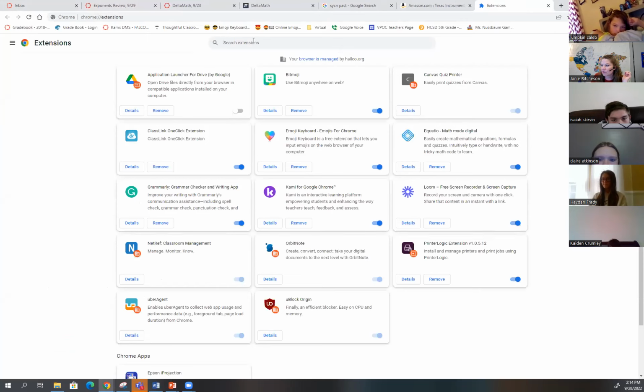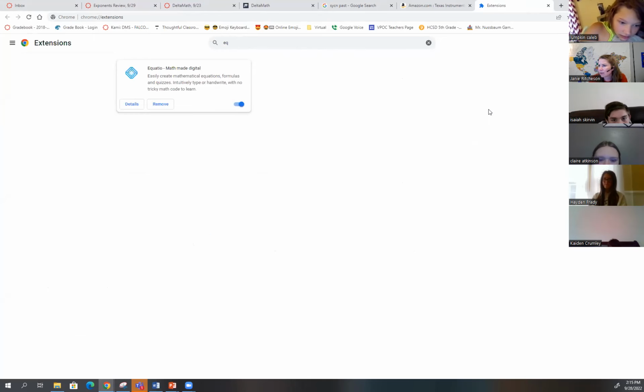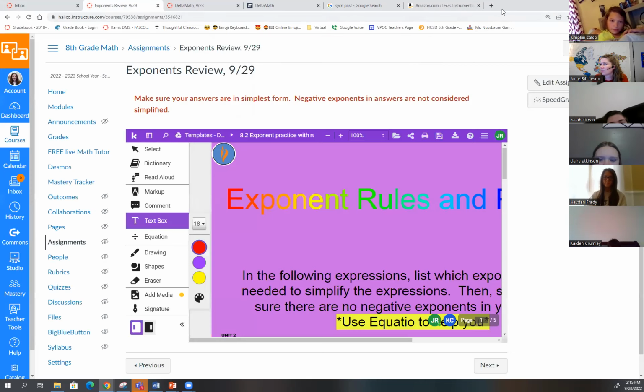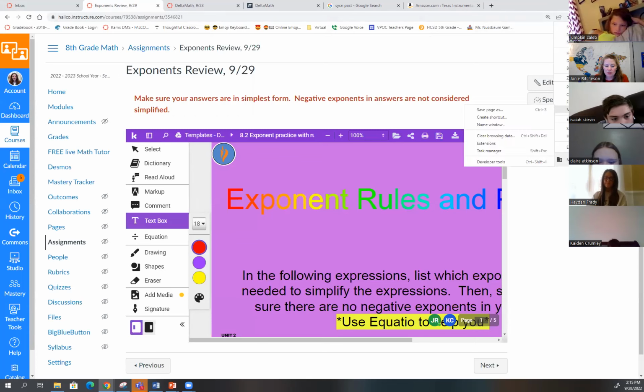And then you're going to search for Equatio, E-Q-U-A-T-I-O. Can someone try it out right now and let's see what happens. Let's see if it works. Do you want me to start over those directions? Okay, I'm starting over. I'm going to close this out. So up here in the far right corner of my screen, there's 3 dots right underneath the X. Do you guys see those 3 dots? So click on those. And then come down here to more tools.